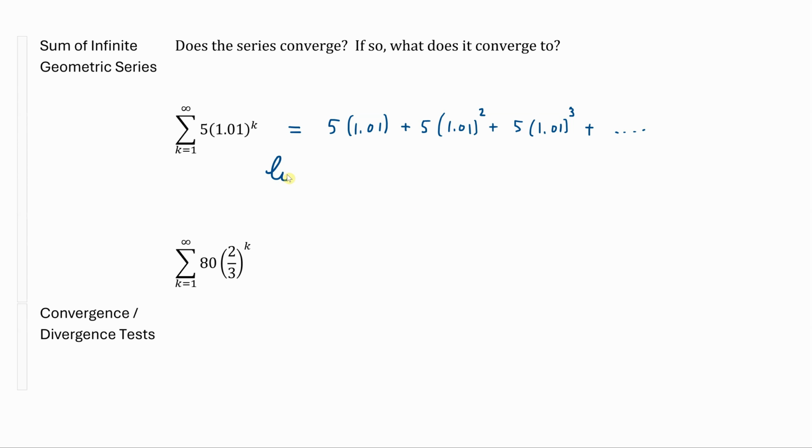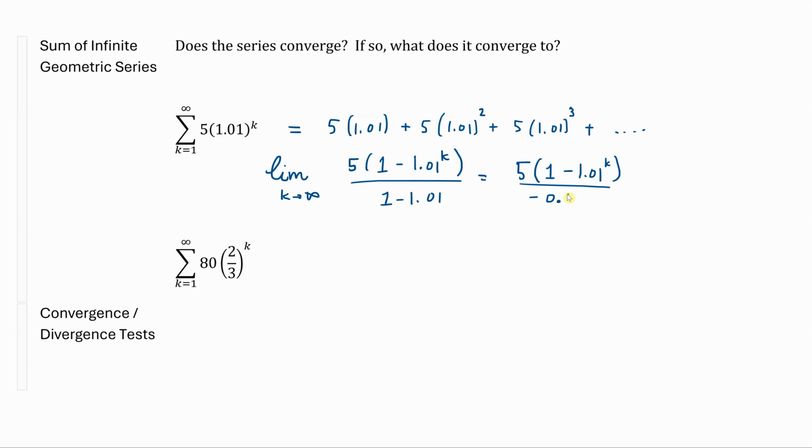Just for a little bit of practice, we could use what we know here. We're going to use the limit notation. So we're going to use the limit as k approaches infinity of the formula that we're practicing how to use. A here is 5. This is 1 minus r, the ratio, 1.01 to the kth power. All of this divided by 1 minus 1.01. So the numerator is going to be 5 times 1 minus 1.01 to the k. All of this divided by negative 0.01.